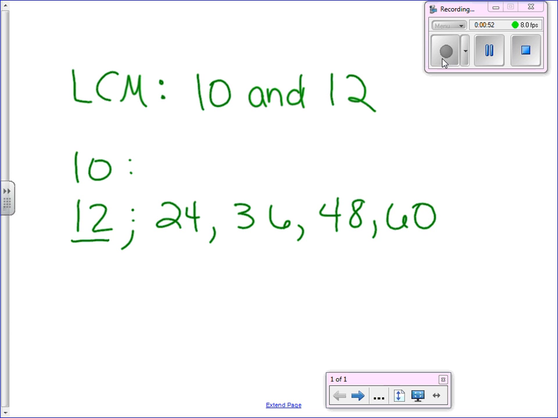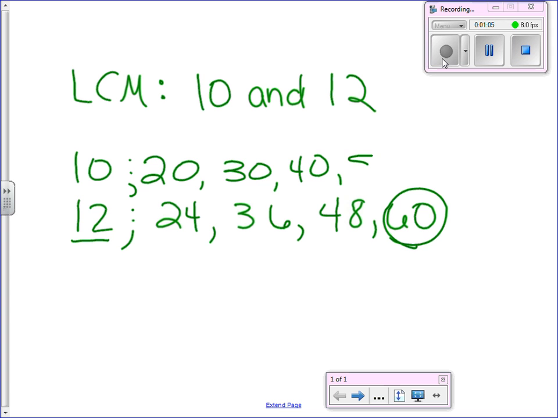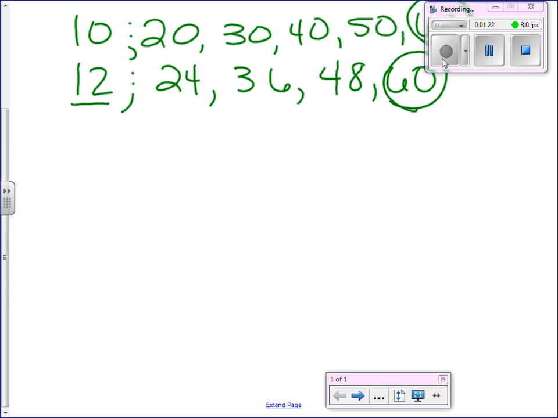Now from here, I can look. I know that if it's a multiple of 10, it has to end in a 0. That's going to tell me right there that 60 would be it. But just in case, you can still go 10, 20, 30, 40, 50, and 60. When you find the smallest number that they both have in common as a multiple, that is your least common multiple, or your LCM.